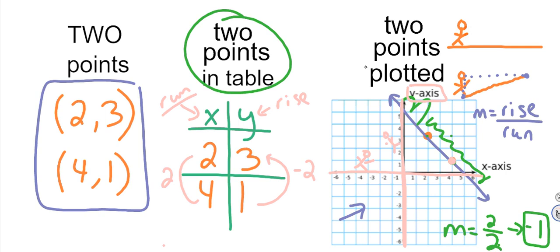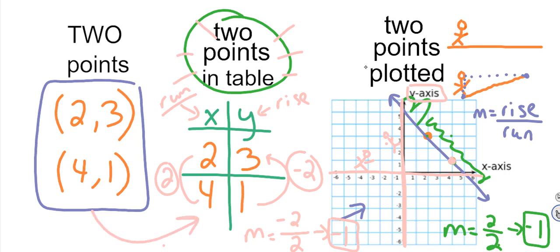Okay, so how are we going to find our slope? Well, we put our rise over our run. So -2 over 2, that gives me -1. It's the same thing. So what we want to get good at is using our table. If we're given 2 points, throw them in a table for 2 and do the hoops.